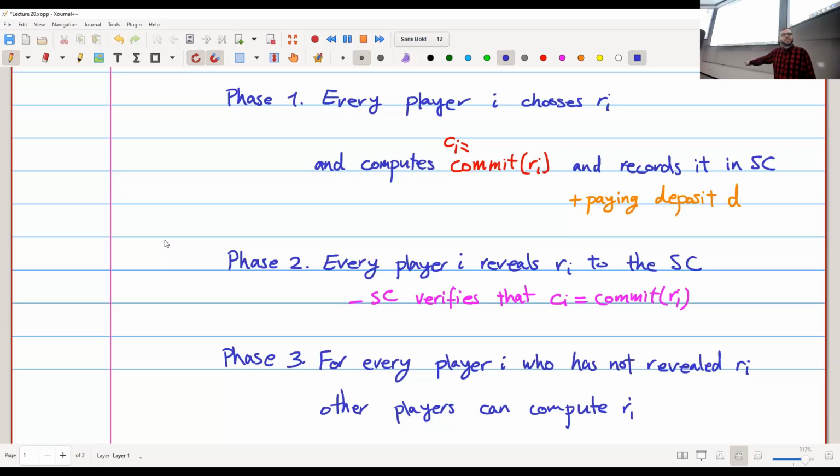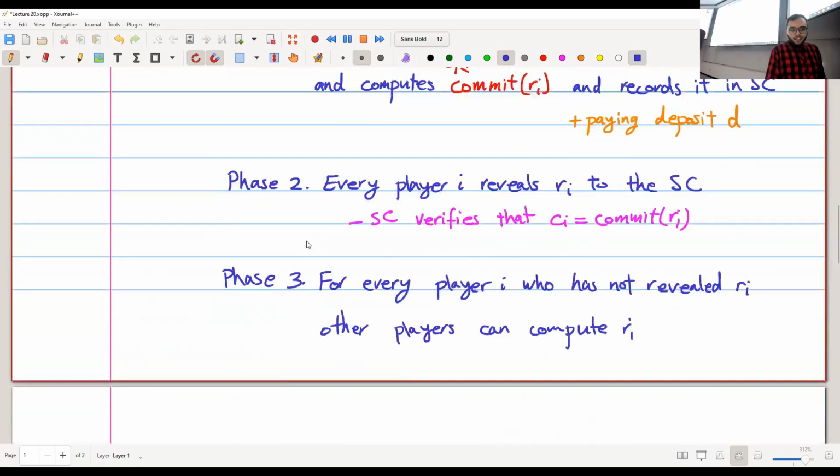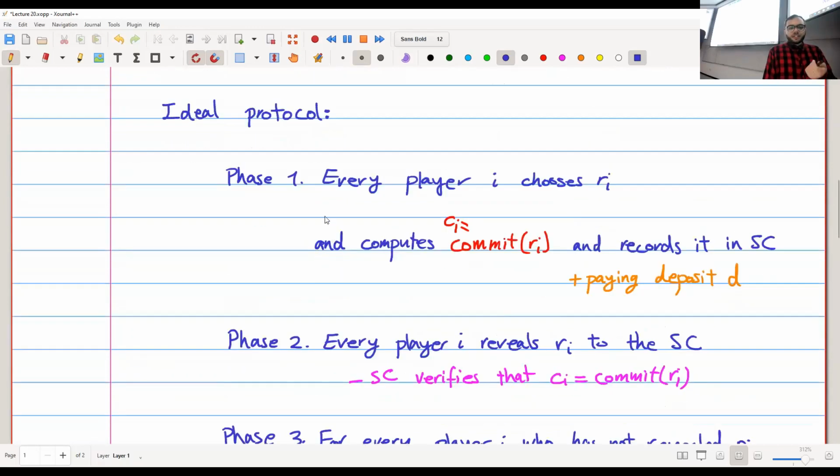Right? Because when it gets to phase 3, I want to say that if I were not honest and I did not reveal in phase 2, then others should have been able to compute it. So I don't want inverting this function to be so hard. I don't want it to be impossible. I just want it to take a lot of time. I want it to be so slow that I can be sure no one can do it while we're in phase 1, but everyone can do it by the time we reach phase 3.